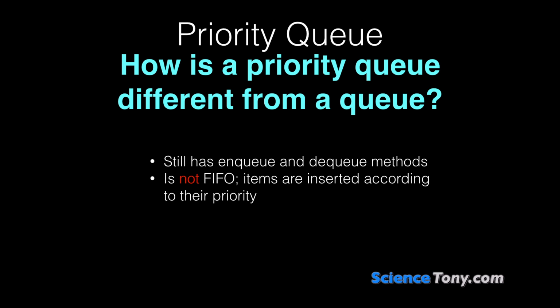The big difference between the priority queue and a queue is that a priority queue is not first in, first out. Its items are ordered in a different way. So it doesn't go into a list and then keep that position in the list. Its position in a list can change according to its priority.